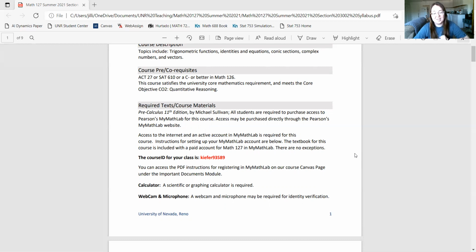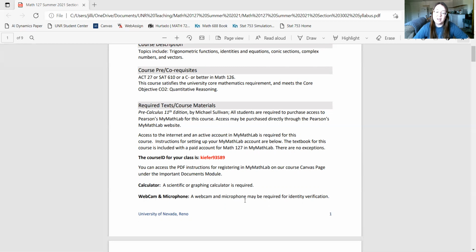All right, so moving on. Scientific or graphing calculator is required. So you do have to have a graphing or scientific calculator of some kind. I will post the link to the online calculator that I like using called Desmos. But it is best to have one on hand and not use online calculators.